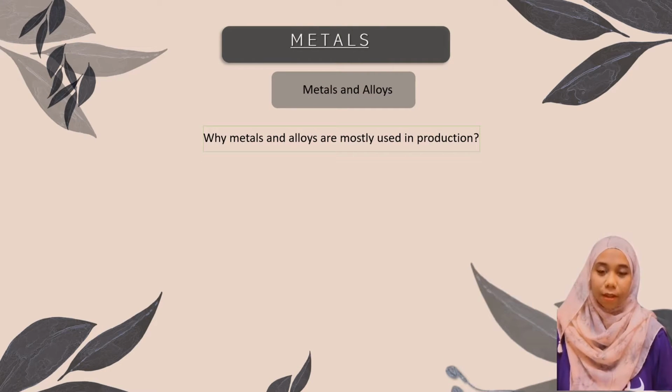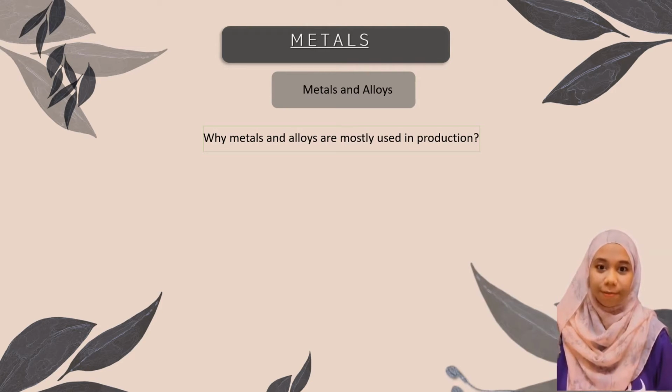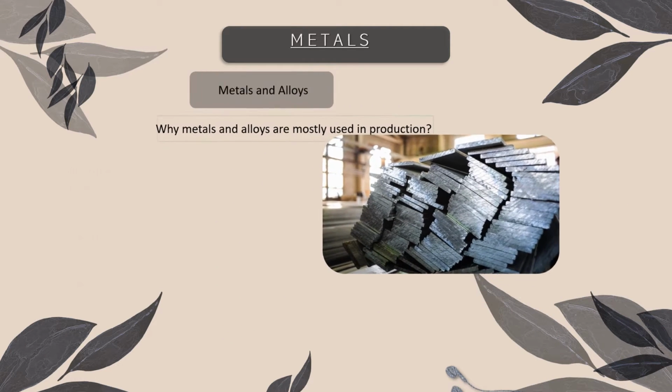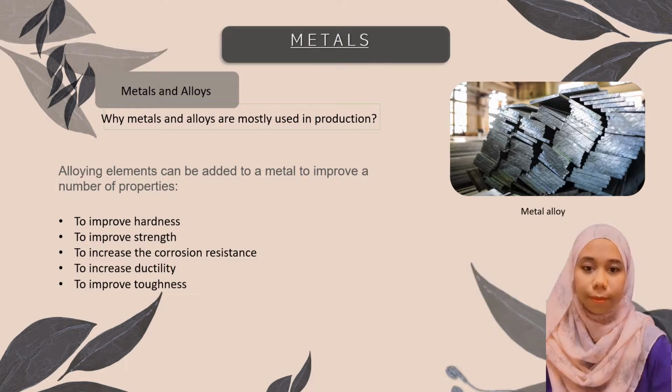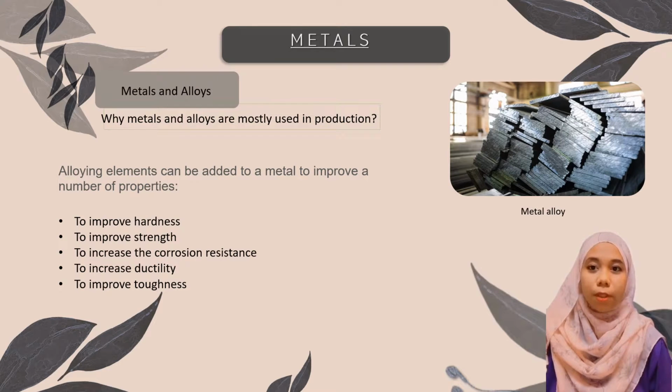So next, metal and alloys. Have you ever thought why metal and alloys are mostly used in production? This is because alloying elements can be added to a metal to improve a number of properties, which are to improve hardness, to improve strength, to increase the corrosion resistance, to increase ductility, and to improve toughness.